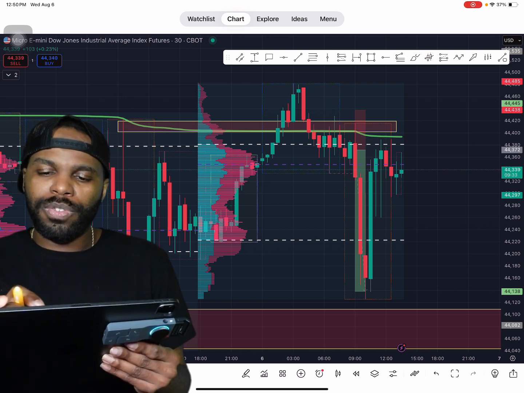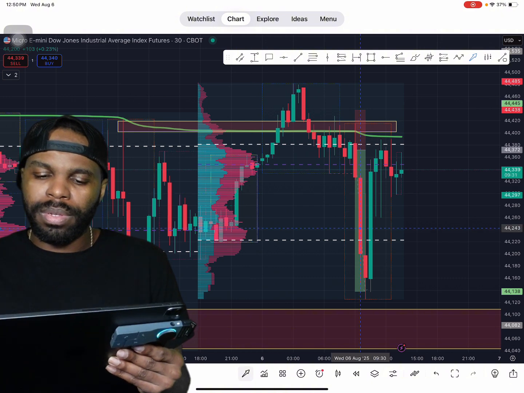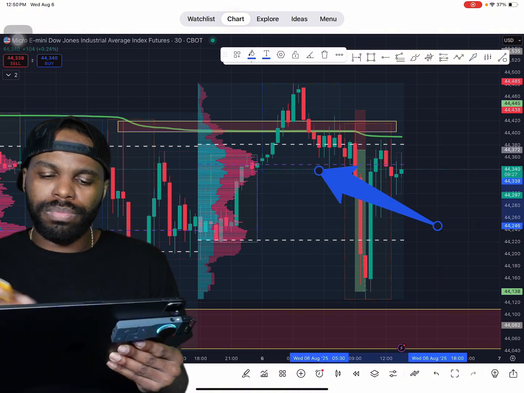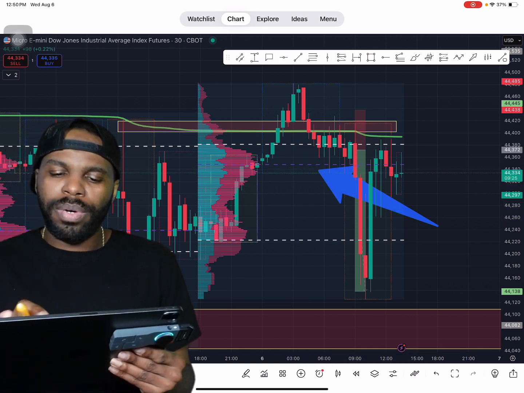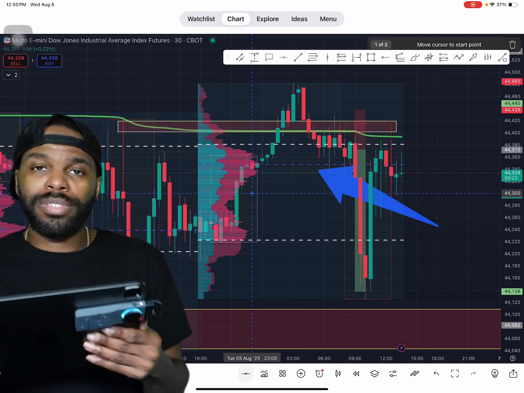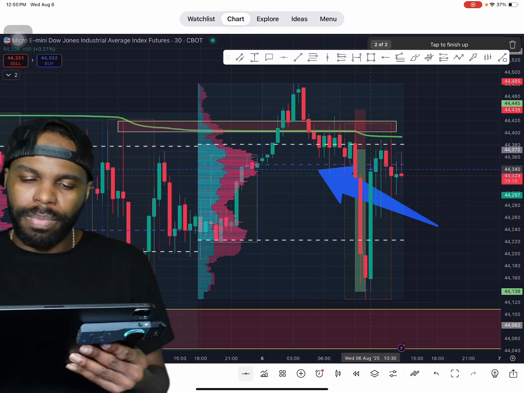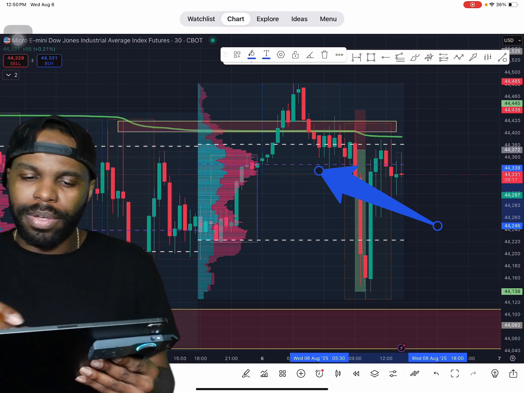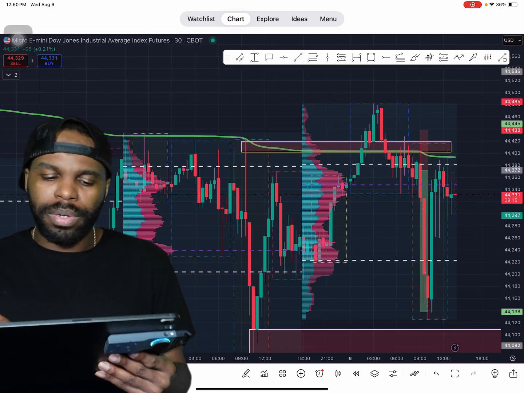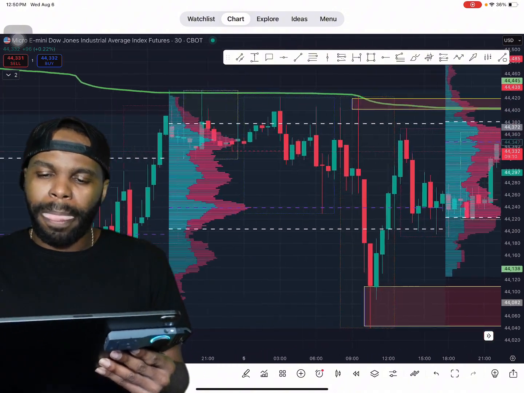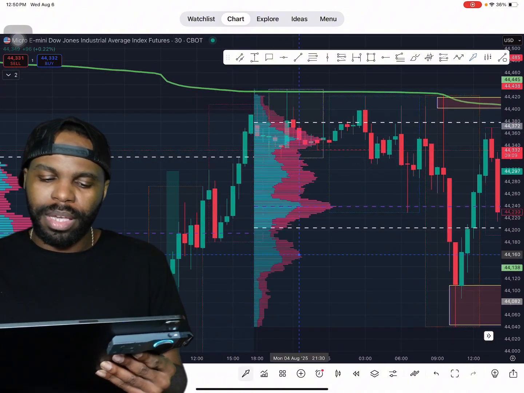Now, the point of control is the purple dotted line right here. As you can see right here, this dotted line right here is the point of control. So normally what I do is I take my horizontal tool here, and then I will mark that. Well, in this case, matter of fact, let me just go ahead and show you guys how I use it, because I don't do it on the current day. I normally do it on the previous day. So in this case, this is the previous day right here.